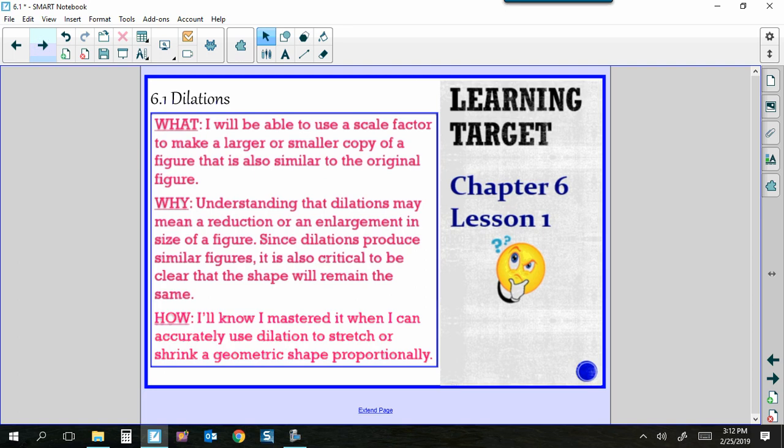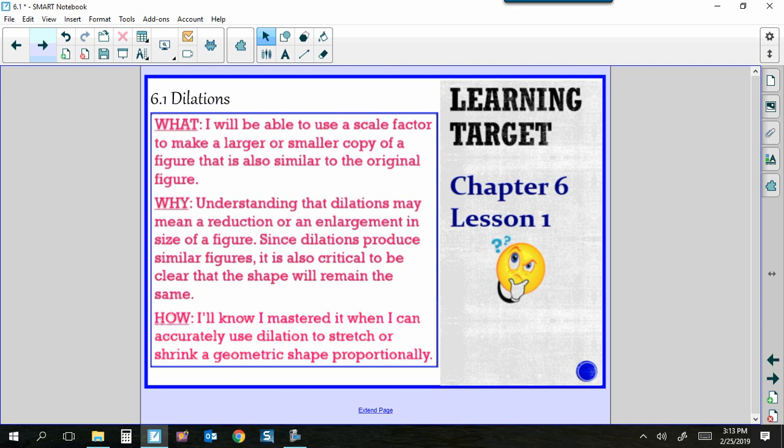What will we be learning? Well, we will be learning how to use scale factor to make a larger or smaller copy of a figure that is also similar to the original figure. Why is this important? Well, understanding that dilations may mean a reduction or an enlargement in size of a figure is important since dilations produce similar figures. It is also critical to be clear that the shape will remain the same.